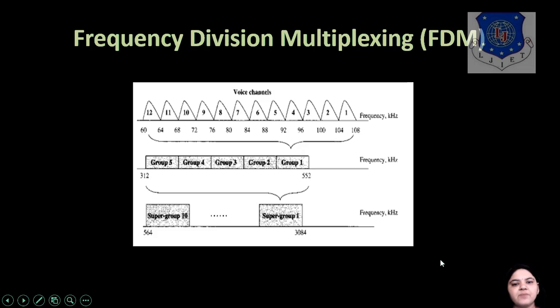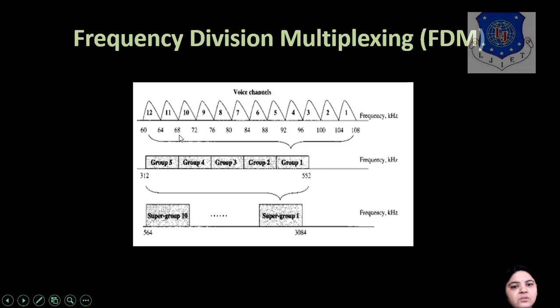Now here is an example. Over here you can see in the diagram the voice channels. These voice channels occupy the frequency range of 60 kilohertz up to 108 kilohertz. Now 60 to 64, 64 to 68, and here the channel number is given. Channel number 1 will work for this particular frequency range, then channel number 2, 100 to 104, channel number 3. So this way we have the voice channels.